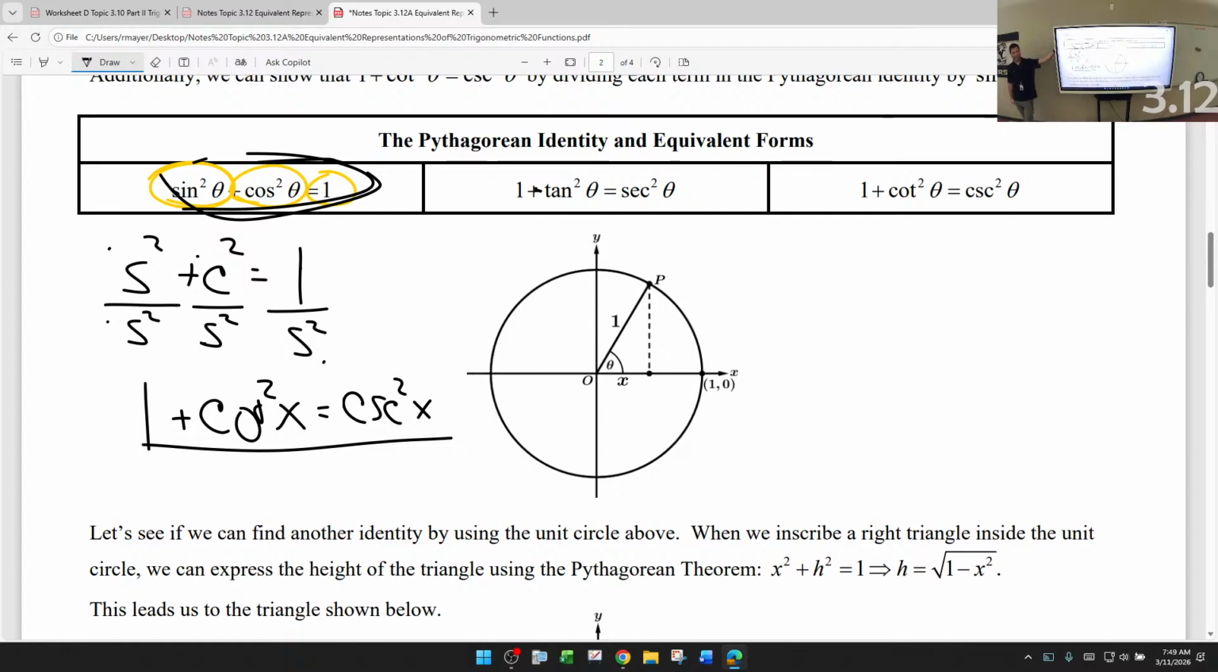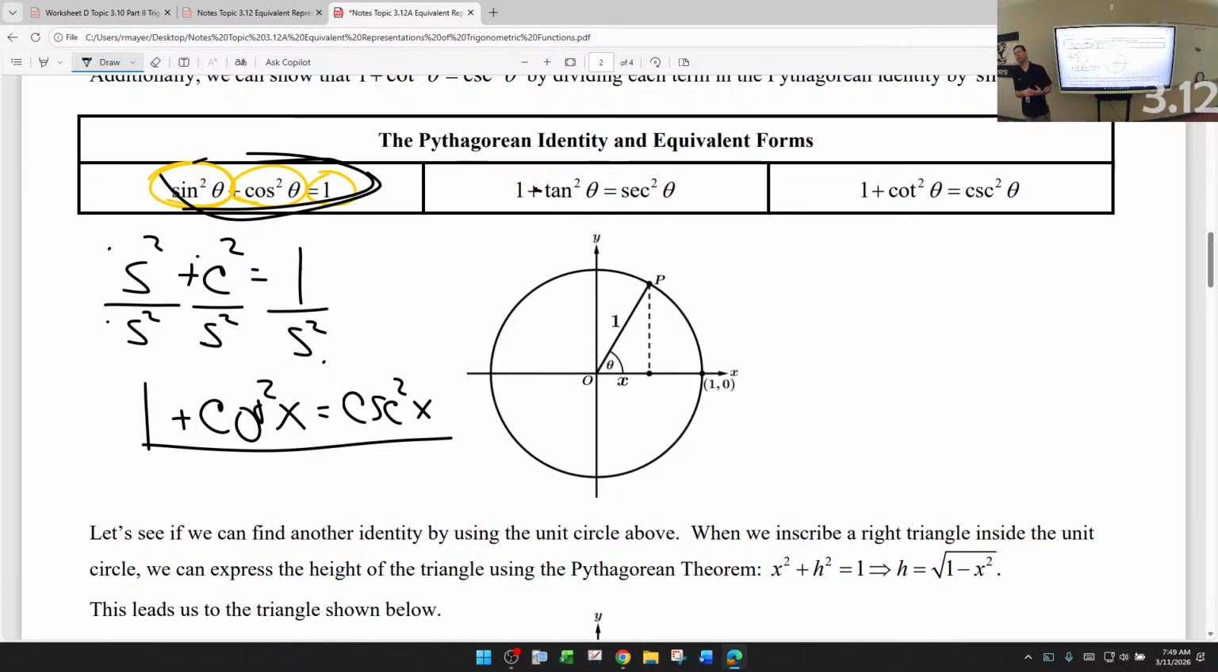Those are called the Pythagorean identities because they're coming from the triangle. They're coming from x squared plus y squared is equal to z squared. That's how it's derived. x is cosine, y is sine, and z is the radius, which is always 1. So sine squared plus cosine squared equals 1, 1 plus tangent squared equals secant squared, and 1 plus cotangent squared equals cosecant squared, which is kind of nice because the co's do go together on this one.